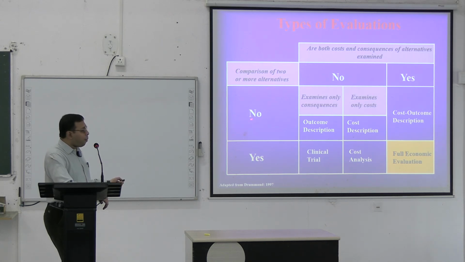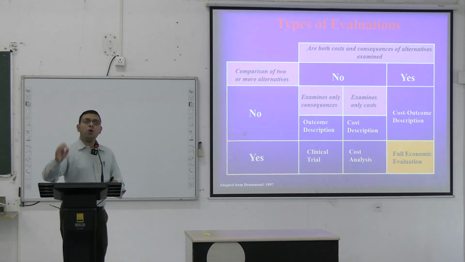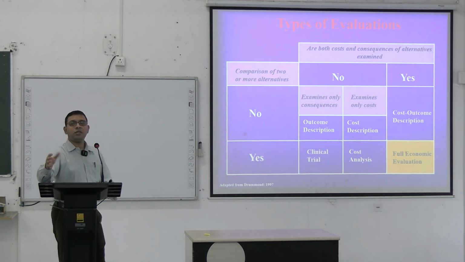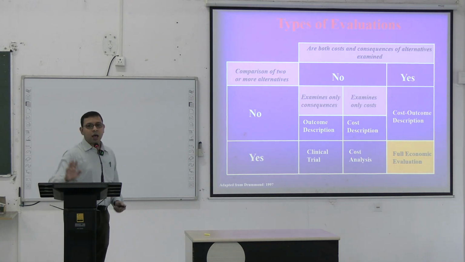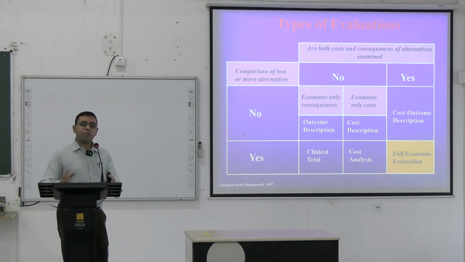If no comparison is done, and both cost and consequences of the alternatives are examined, again it is no. Then whether we are examining only consequences, meaning only the outcomes, that is the outcome description. That is, we are giving this drug, and what is the outcome, how much it is decreasing the blood sugar or how much it is decreasing the blood pressure. If it examines only cost, that is the cost description. So we are not going into the details of the effectiveness or safety, we are just seeing what is the cost of this drug, what is the cost of that drug.